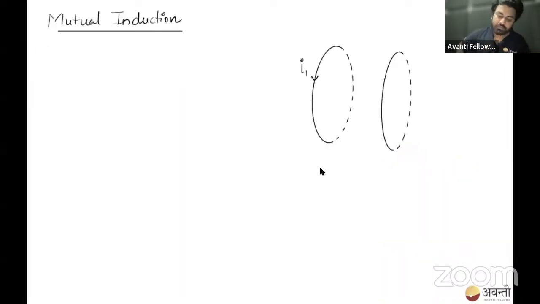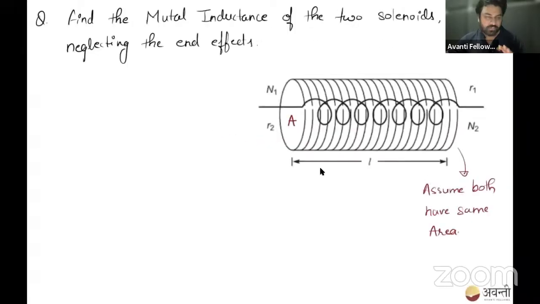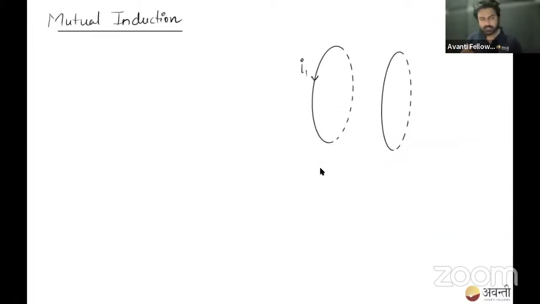So the next topic is mutual inductance. After this, only one question is there, which I'll give you as homework. Don't worry, it is the last topic of the day. Let's complete it quickly and complete the chapter. What is the meaning of mutual inductance? First of all, mutual inductance is the inductance created mutually.